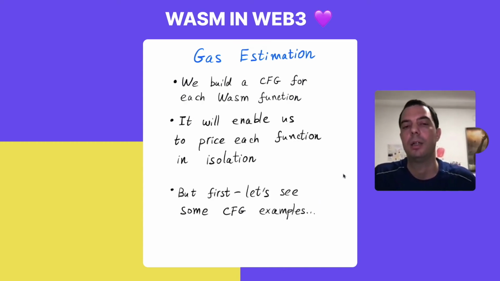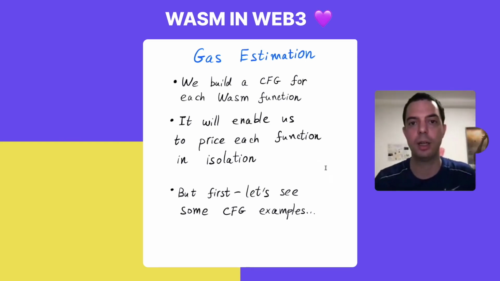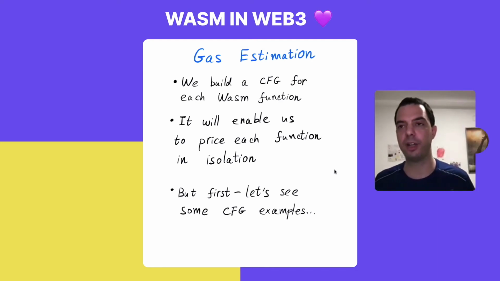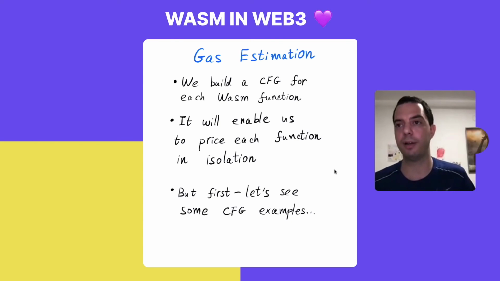And in Wasm, each function is its own entity. So what we are doing is we build a control flow graph for each Wasm function, and we are pricing each function in isolation. Okay, now again, you can ask me what happens if function A is calling function B. How can you price both? So no, we are not doing it in parallel. We are doing it by the topological sort order that I've mentioned. If A is calling B, we will first estimate function B, and only then we will estimate function A.